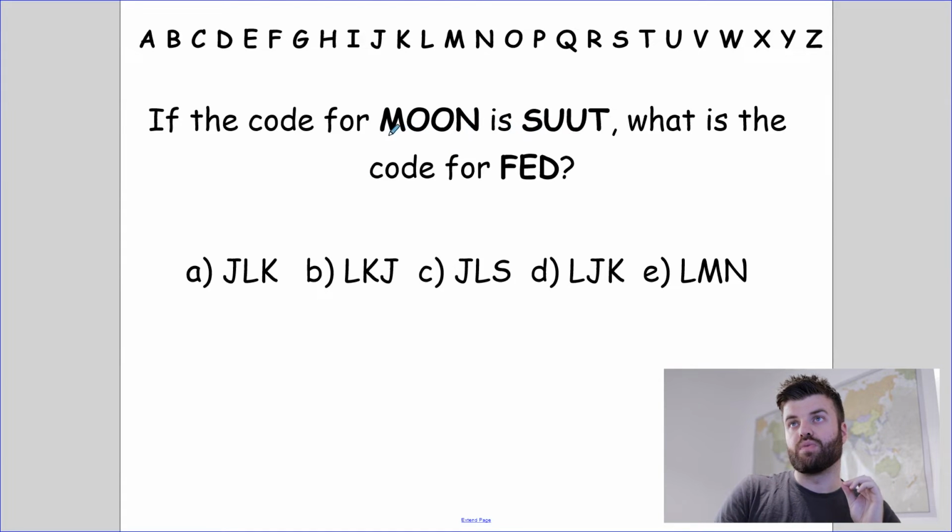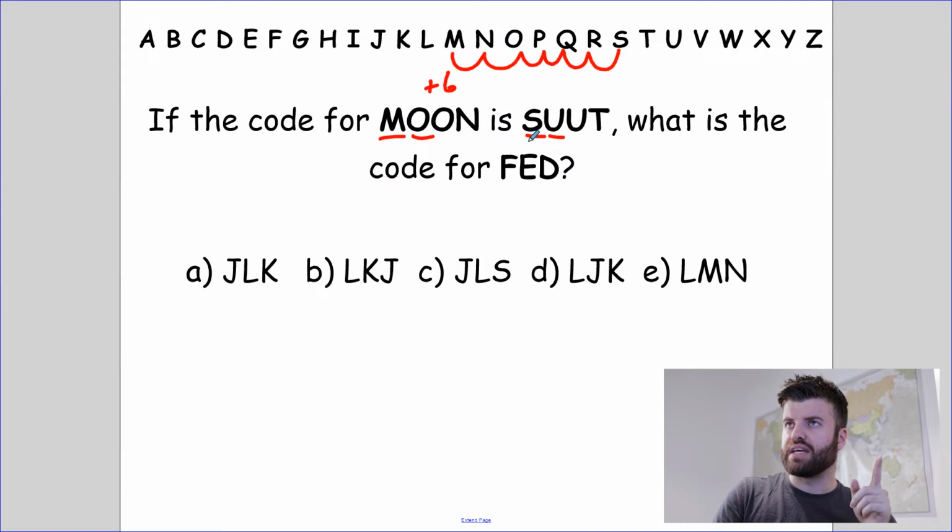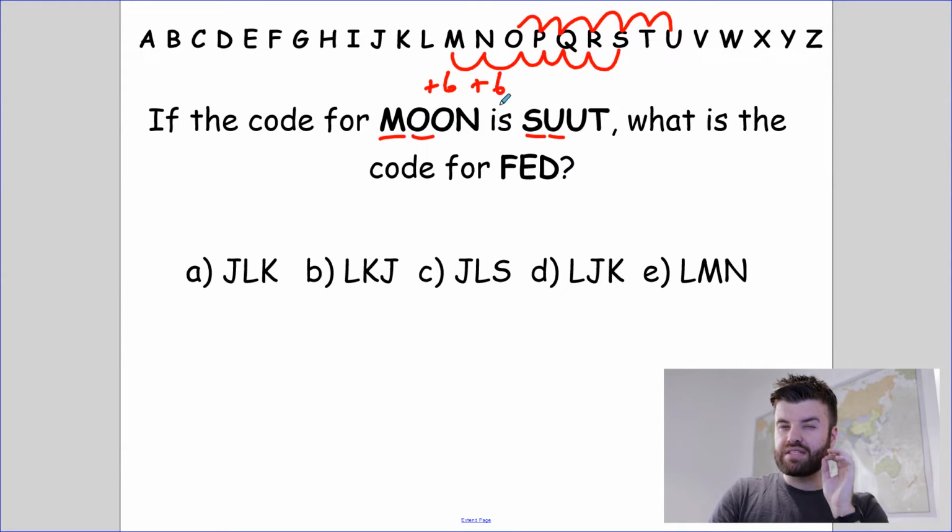Well, it's quite simple. We need to try and figure out what happened to these letters. M changed into S. So go to M in your alphabet. 1, 2, 3, 4, 5, 6. So that's a +6 move to go from M to S. Okay, how about O to U? Let's just double check if that's still +6. O. 1, 2, 3, 4, 5, 6. Yes. Okay, so we can safely say that these letters are moving up 6 places.